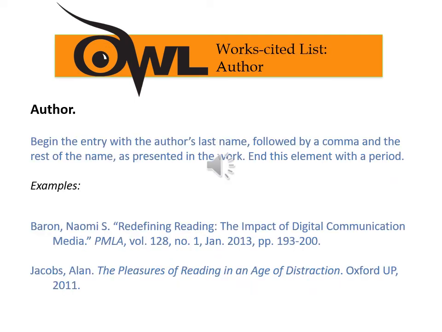Okay, this is just an example of what the actual works-cited page entry will look like. It begins with the author's last name, followed by a comma and the rest of the name of this individual as presented in the work, and this element ends with a period, as you can see here. In the first example, Barron is the person's last name. You wanted to use Barron's quote, so you integrated it within your essay, but you would put a comma after Barron within the works cited page entry.